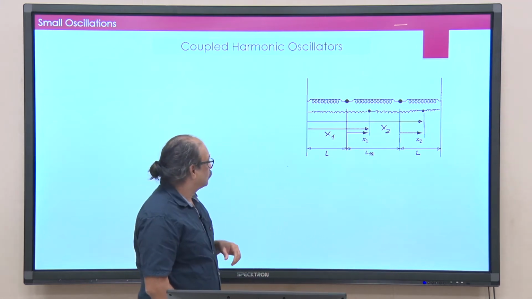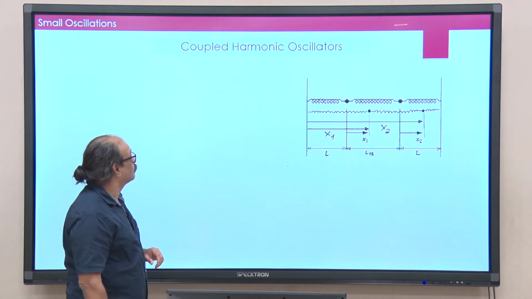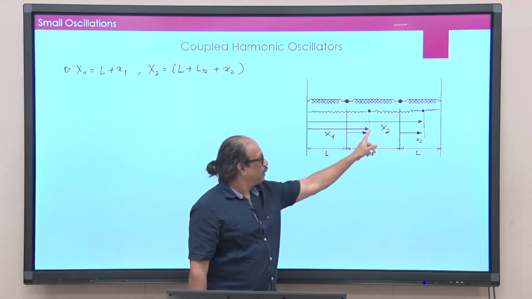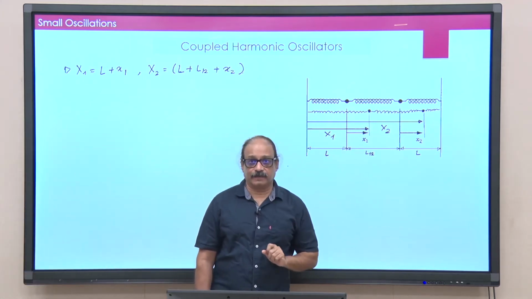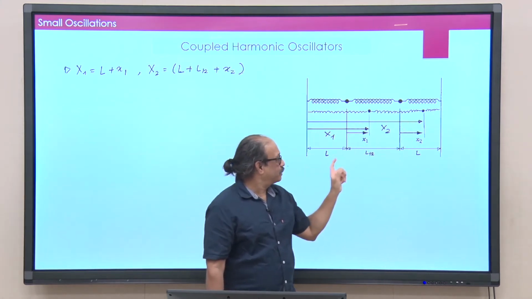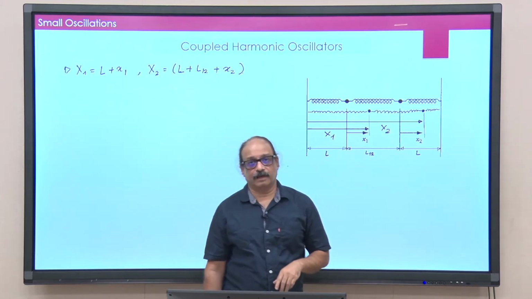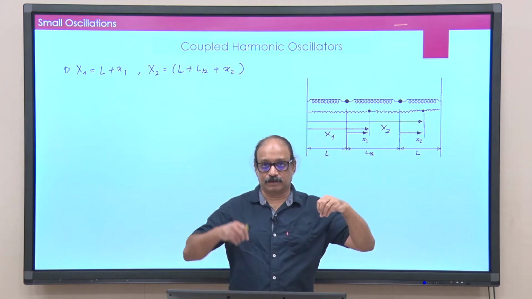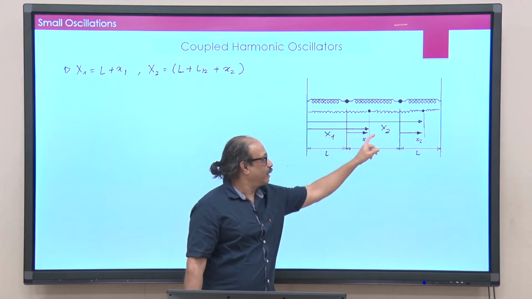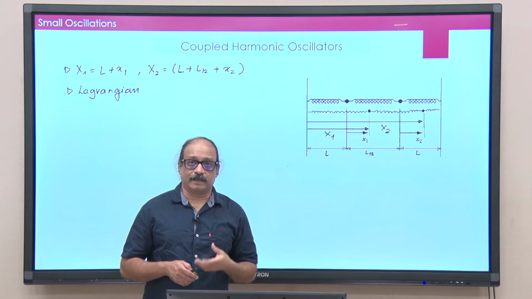Now that the geometry is clear, let me write down the connections. Your capital X1 is nothing but L plus x1, and capital X2 is L plus L12 plus x2. So, these are the two coordinates X1 and X2 written in terms of deviations. Now, let me write down the Lagrangian.